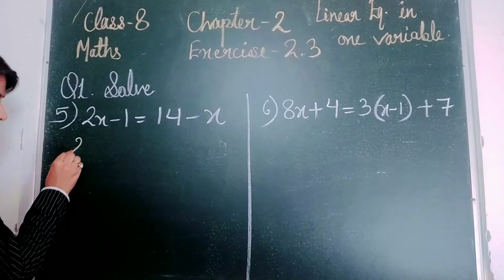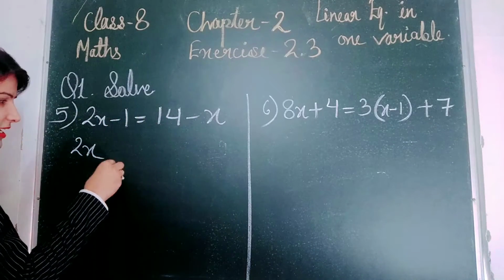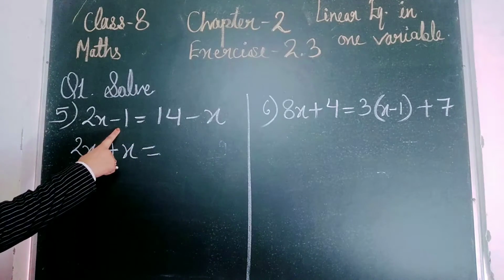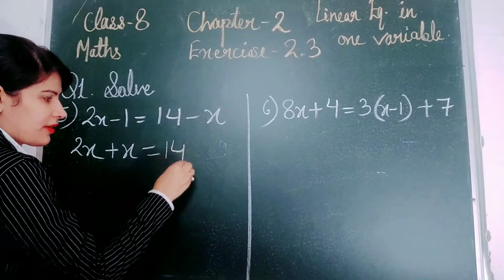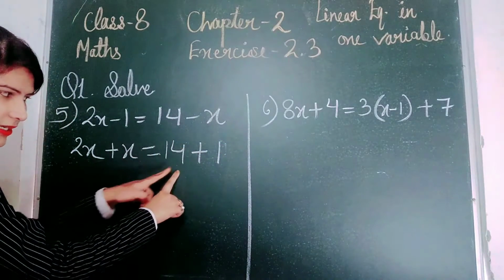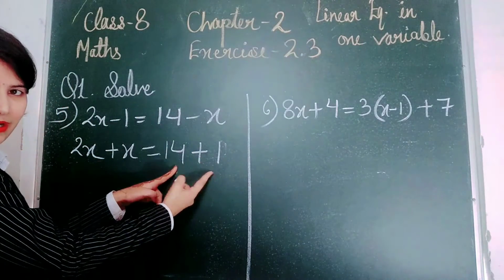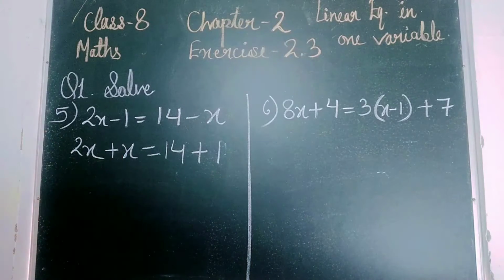2x here as it is, minus x will transfer to that side, it will change into plus x, right? Minus 1 will transfer to that side, it will become plus 1. Okay, 14 as it is, minus 1 will transfer to the right hand side, it will become plus 1, and minus x is plus x.